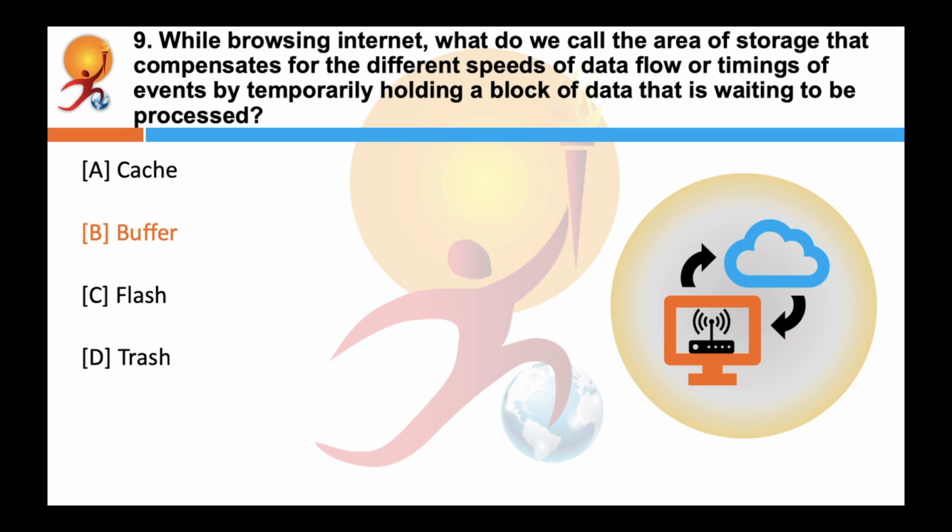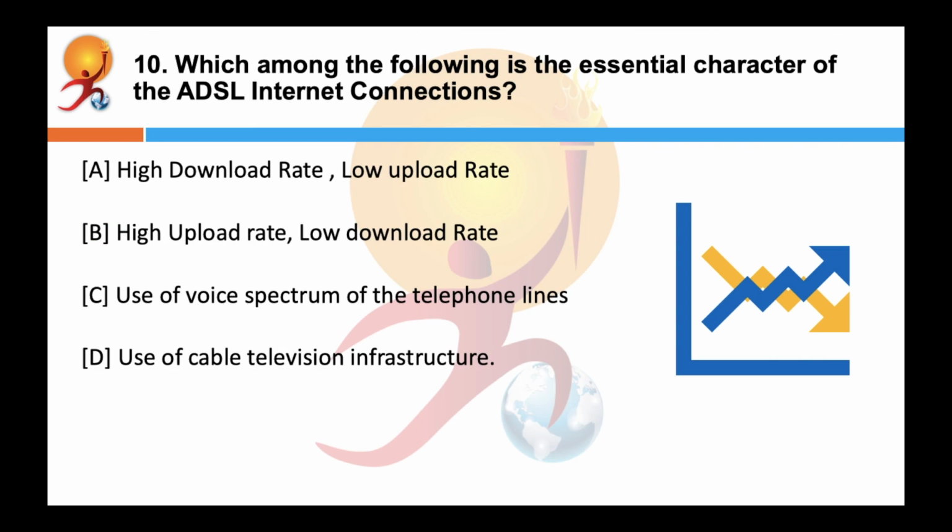Example, while listening to an audio file, you might wait for some time and then it plays. At your playhead, you will find a white buffer line. So that is exactly what is running ahead of your playback speed. If that buffer rate is slower, then generally you tend to say that it is buffering, which means it is waiting. Which among the following is the essential character of the ADSL Internet Connections? Correct answer is high download rate but low upload rate.